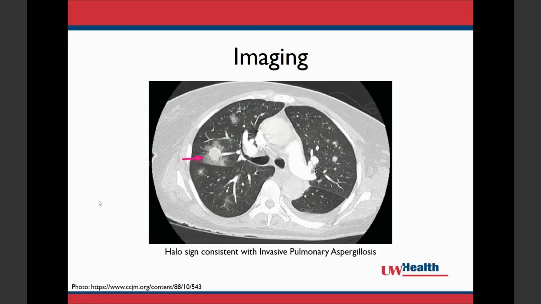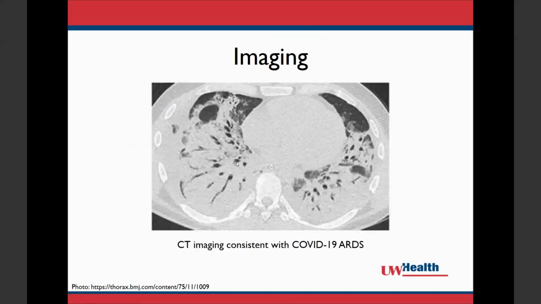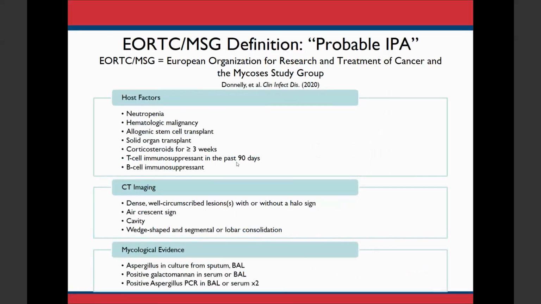And so touching base on imaging, what is shown here is a halo sign that's consistent with invasive pulmonary aspergillosis in a non-COVID patient. So it's a pretty telltale sign to suggest Aspergillus, but in COVID patients whose lungs are already very damaged, CT imaging may not be the most reliable source of detection of Aspergillus. So again, that leads us to thinking about other forms of diagnosis.